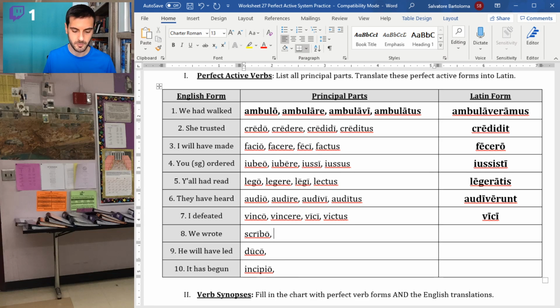Scribo, principal parts, scribo, scribere. Then it becomes scripsi, is your past tense. And then scriptus is that fourth principal part. So scribe, like prescribe, and then prescription on that last one. Scripsi, so we chop off the I, we get scrips, and it's we wrote. So again, just perfect tense. We wrote, scripsimus.